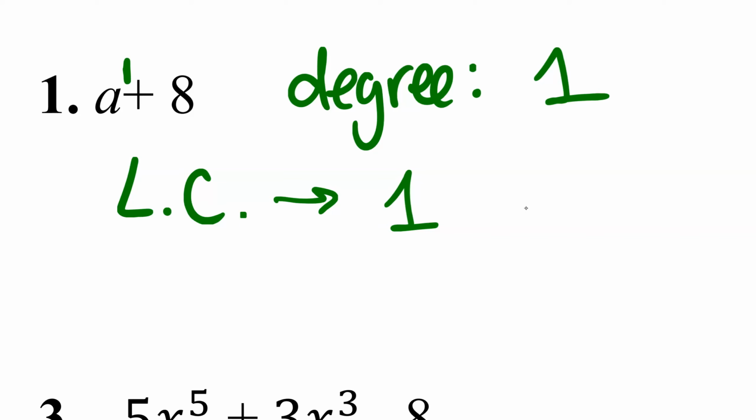A is the variable. So why isn't the degree A? Because A is the variable. The degree is whichever exponent is the highest. The leading coefficient is the number in front of A, which is a 1. The degree is the exponent, which is 1.